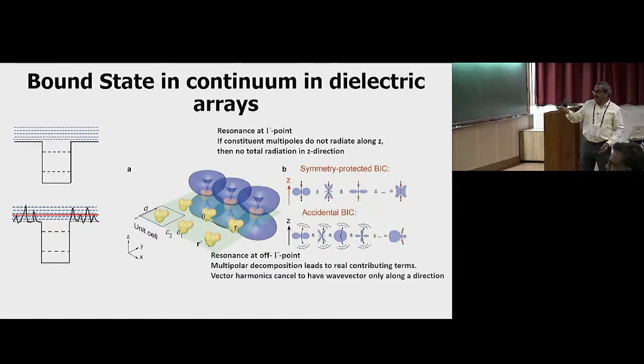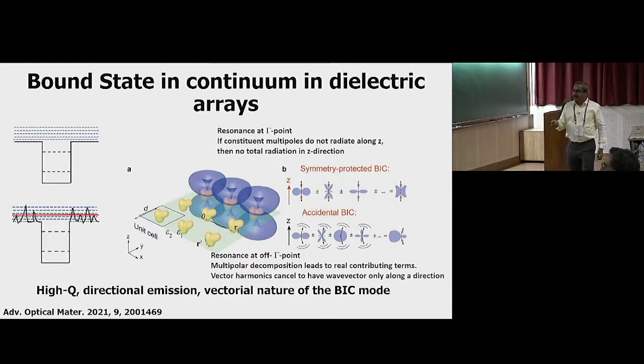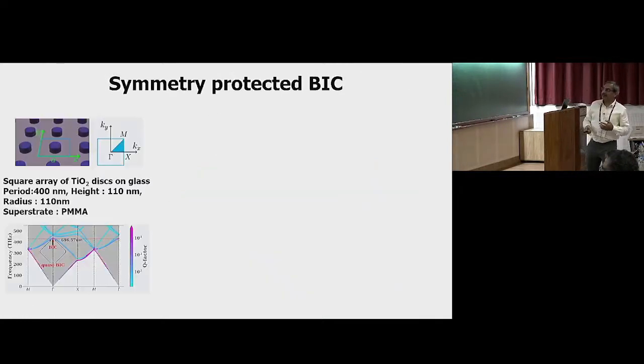So the accidental BIC can be used at off gamma point or non-normal incidence. And these are interesting because the BIC mode is ideally an infinite quality factor mode. It's a mathematical abstraction because we cannot measure the zero line width or infinite Q mode. It can lead to directional emission and it has a vectorial nature of the resonance. I'll show what it is.